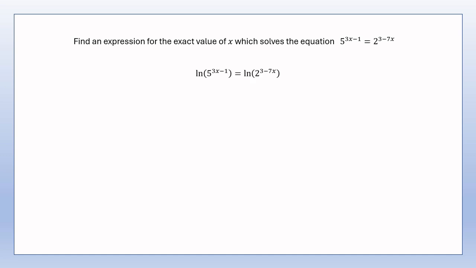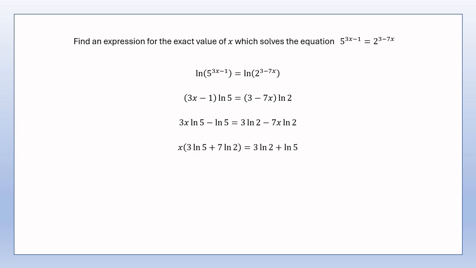So to solve this equation, I'll start by taking natural logarithms of each side to give the natural logarithm of 5 to the power of 3x minus 1 equals the natural logarithm of 2 to the power of 3 minus 7x. And so, using the property that log to the base a of x to the power of k is equal to k times the logarithm to the base a of x, applied to each side we get 3x minus 1 times the natural logarithm of 5 is equal to 3 minus 7x times the natural logarithm of 2. Expanding this out gives 3x times the natural logarithm of 5 minus the natural logarithm of 5 is equal to 3 times the natural logarithm of 2 minus 7x times the natural logarithm of 2.